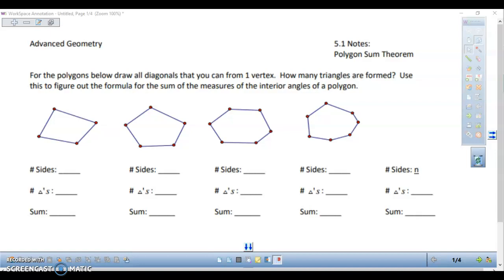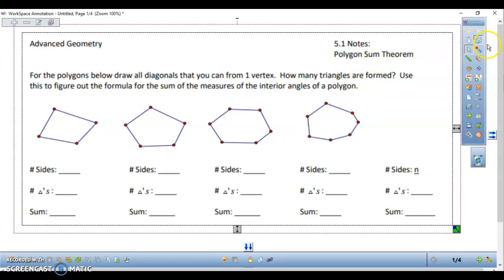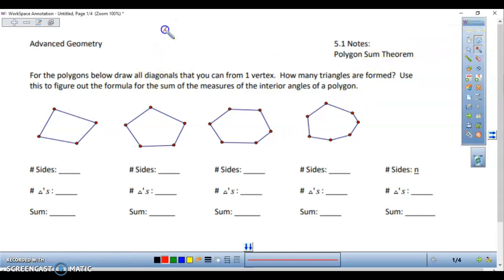Section 5.1 is called the Polygon Sum Theorem, and it is an extension of the triangle sum theorem. Remember, the triangle sum theorem said that if you have a triangle, all of the angles in the interior of that triangle add to 180 degrees. So suppose this is 90 and this is 50. Then we could find that this one has to be 40 because they all have to add to 180.